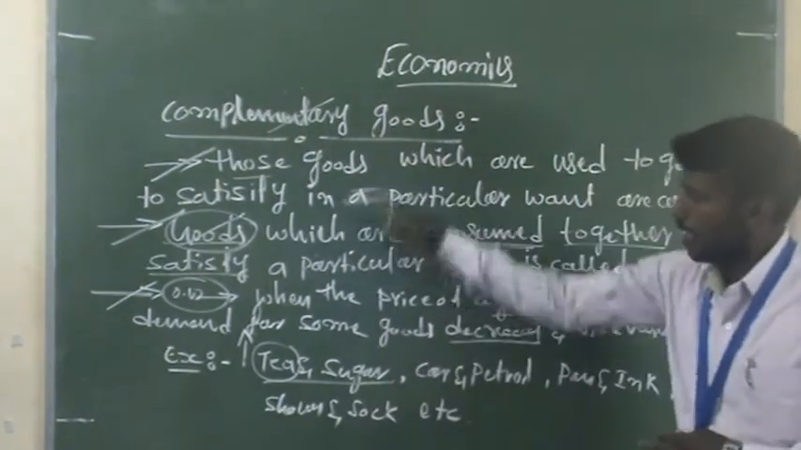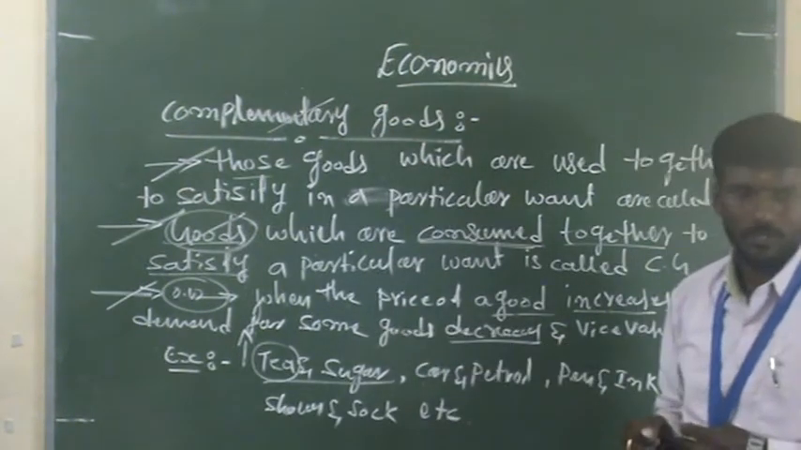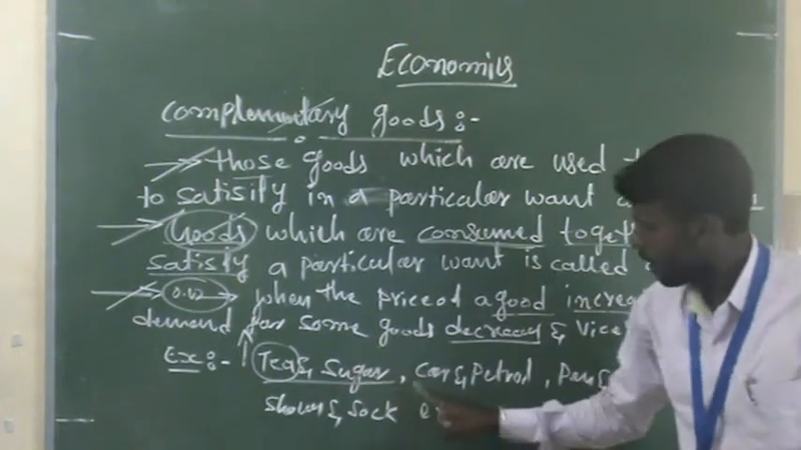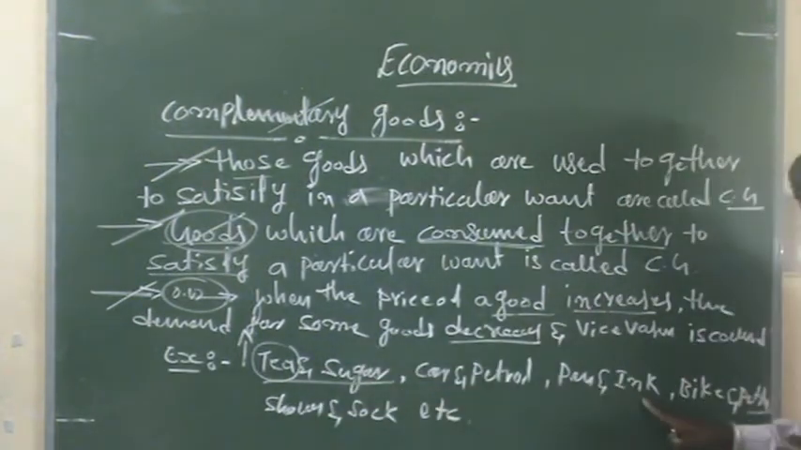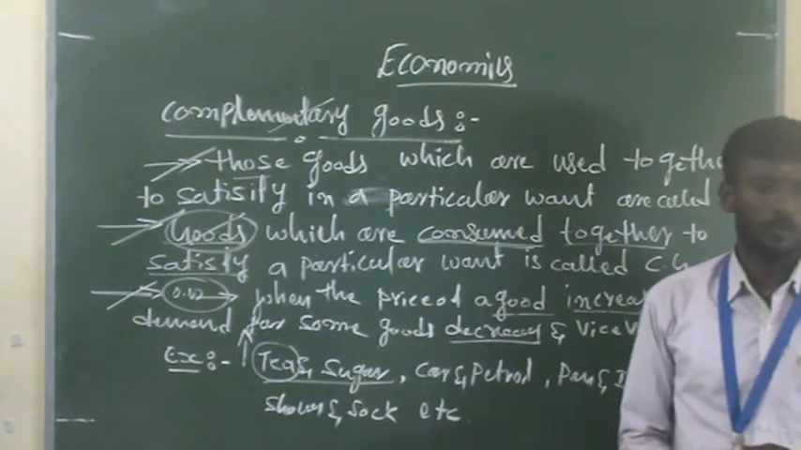See, 3 meanings will be there. Among that you have to write any one, and you have to write any 2 examples. Maybe tea and sugar, car and petrol, pen and ink, bike and petrol, shoes and socks. Among that we have to choose any two. You will get that 2 marks.